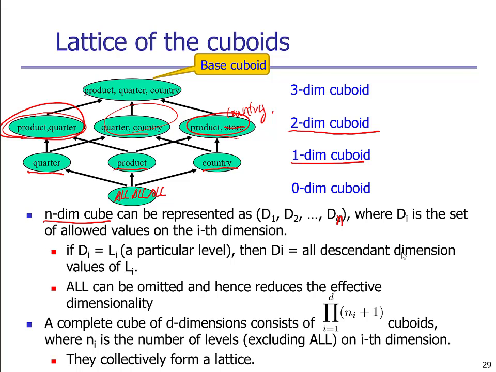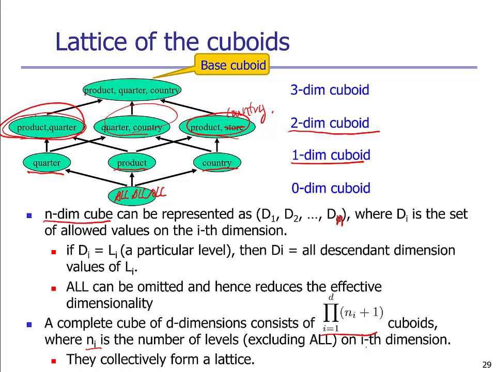Then a complete cube of d dimensions consists of this many cuboids, where Ni is the number of levels, excluding all, on the ith dimension. And they collectively form a lattice. From the example before, it is easy to understand here.